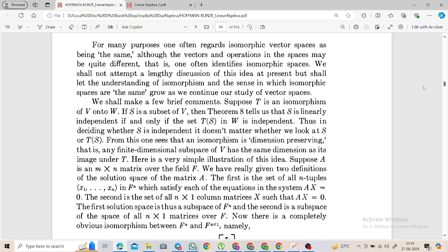We shall make a few brief comments. Suppose T is an isomorphism of vector space into.